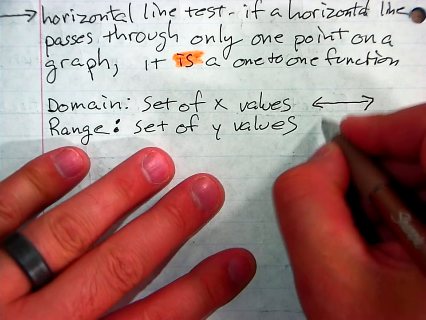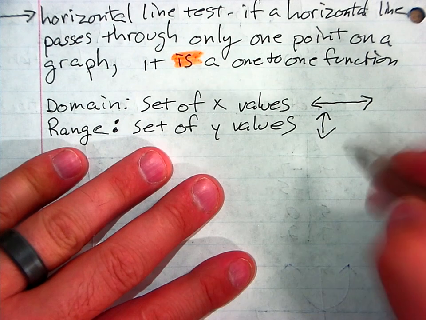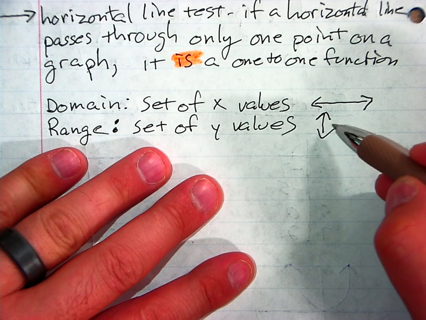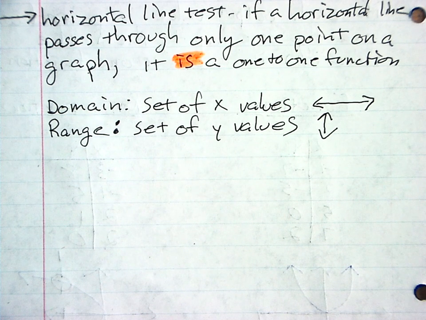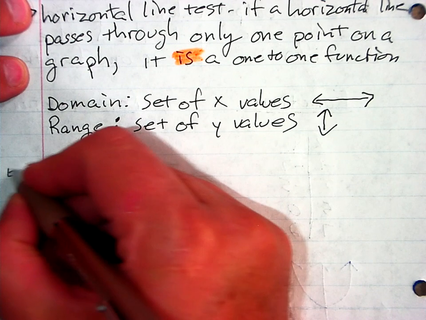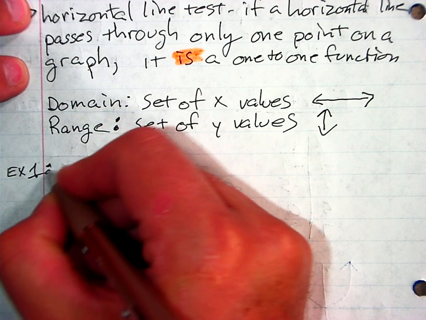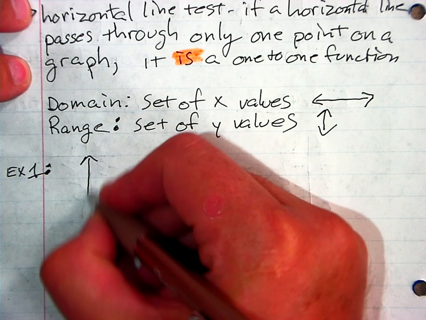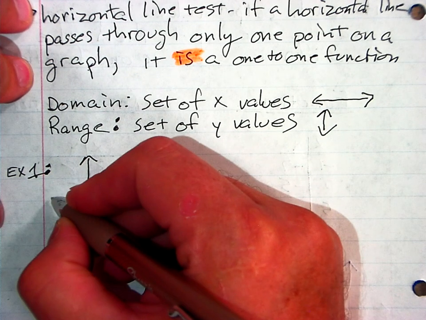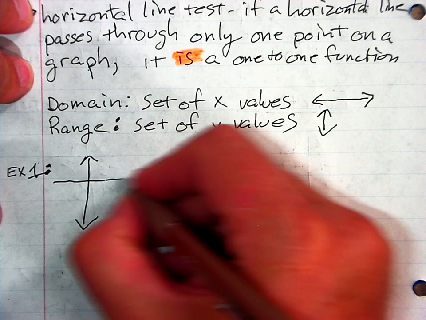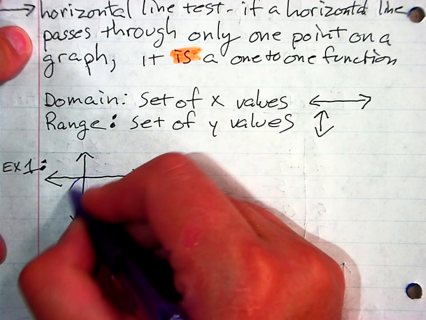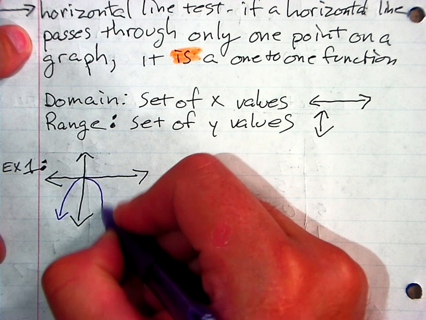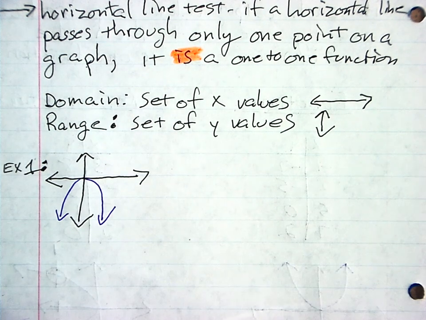All right, so this is my range. Another way someone told me, on my smartboard: y touches the sky. So y goes up and down, touches the sky, goes up. If you need that, that's fine. All right, example 1. I'm going to draw a little graph here. This is called a parabola, and it's opening down.